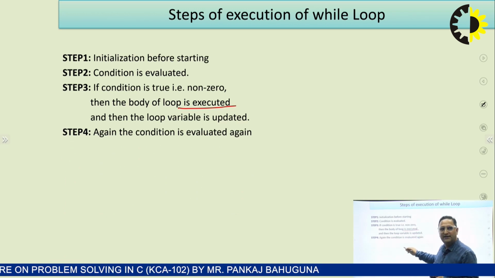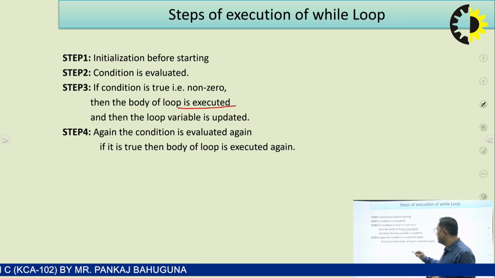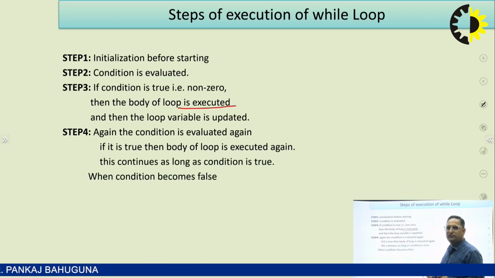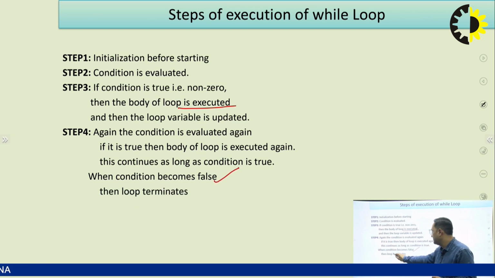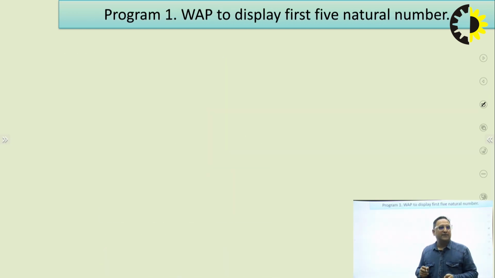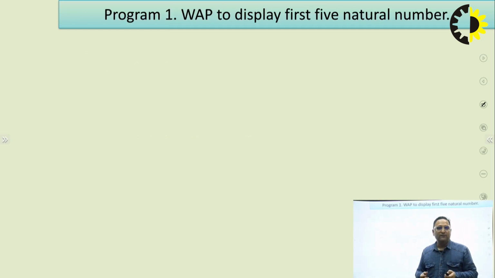The fourth step is that you have changed the loop value, and now you are evaluating again. If the condition is true, the loop body is executed and continues, and if the condition is false, then the loop terminates. Then statement X outside of the loop is executed. So that's the end of the execution of a while loop.